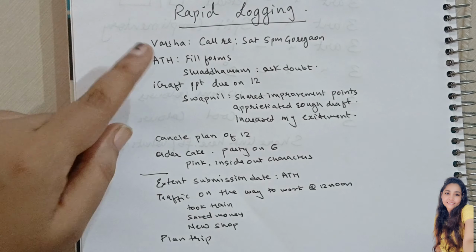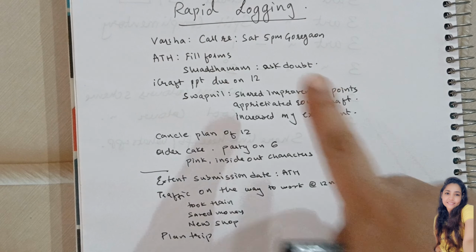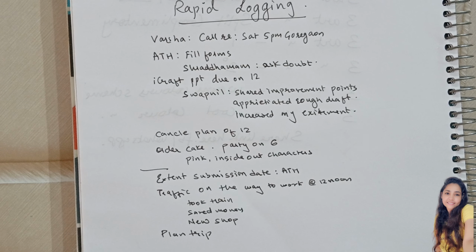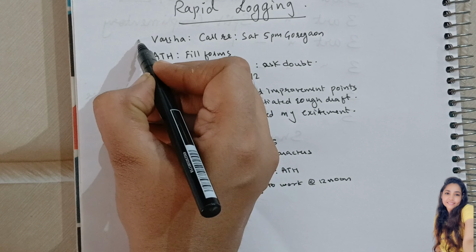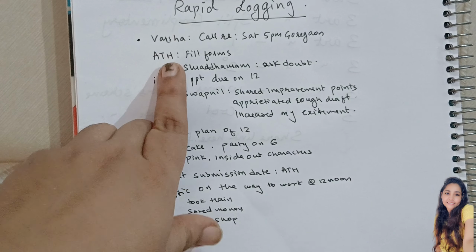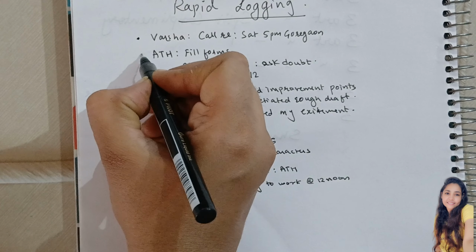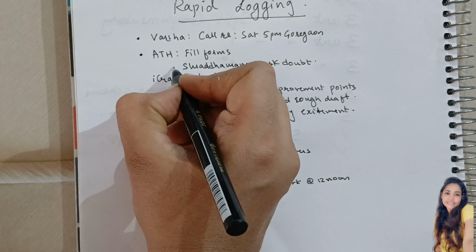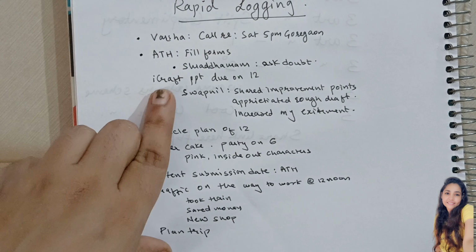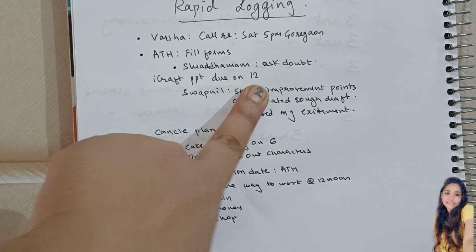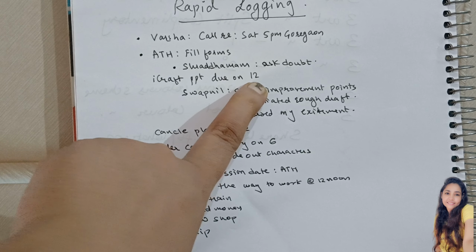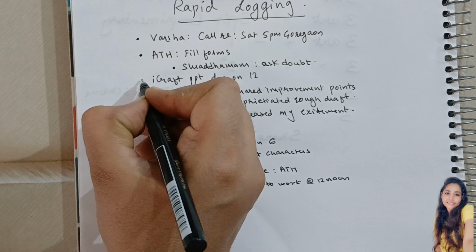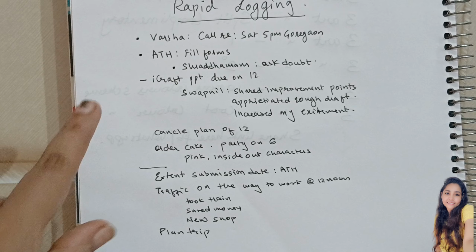So Varsha, I have to call with a reply at Saturday 5 p.m. Fine. So what is this? I have to revert with a call, so it is a task. For ATH, I have to fill forms, so it is a task. I have to talk to Shraddha ma'am and clarify the doubt, so it is a task. iCraft PPT is due on 12th. Okay, this is not a task. I just have to remember that it is due on 12th, so it is a note.